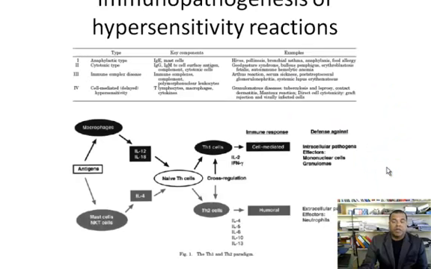So in this diagram we talk about the types of hypersensitivity reactions that can occur: anaphylaxis type 1, cytotoxic type 2, immune complex type 3, and cell-mediated type 4. These should all basically be revision for you, but these diagrams from Kobayashi et al. indicate how the mechanism within the different categories works.